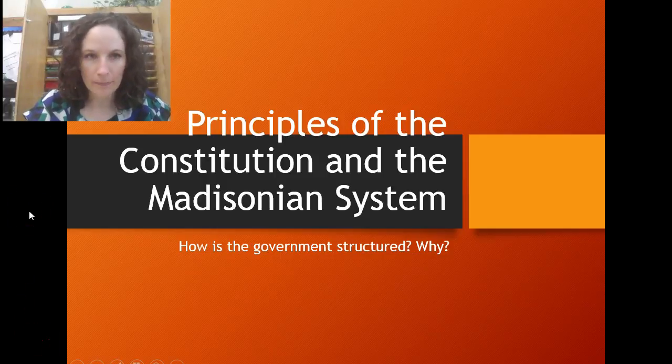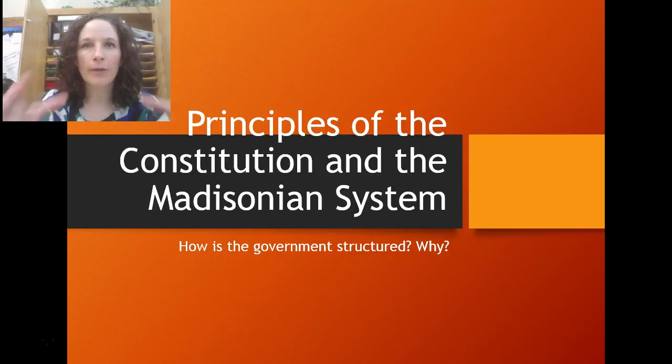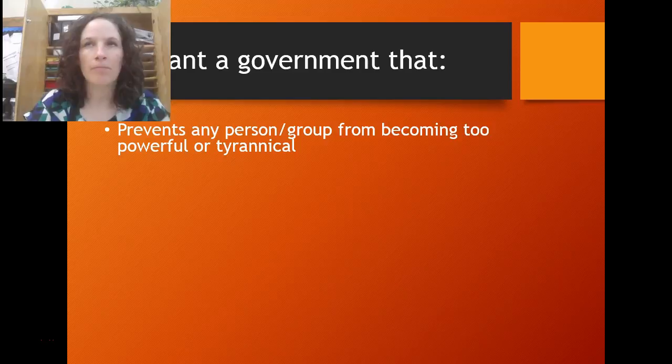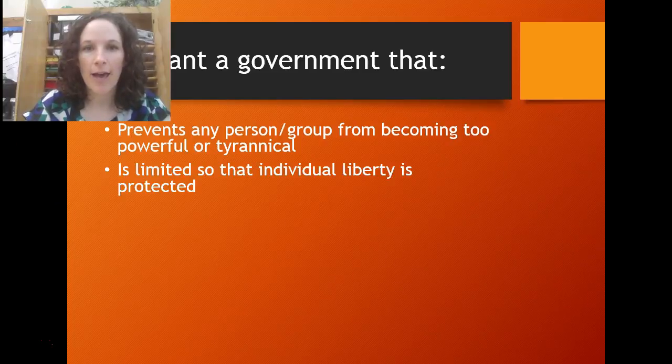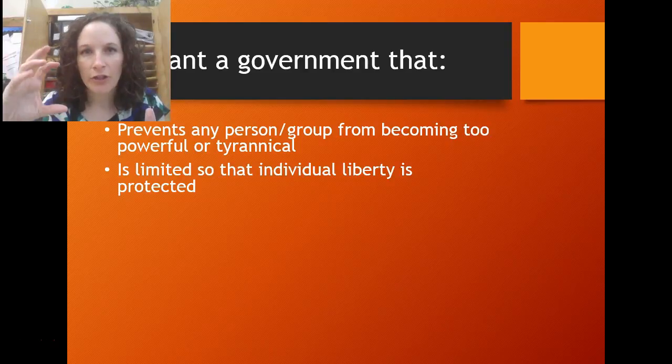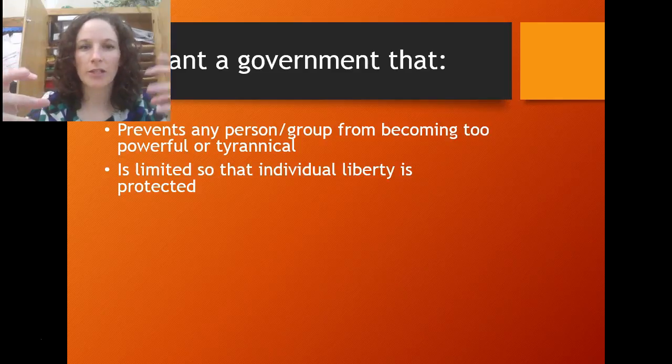Okay, so before thinking about how it's built, let's think about the goals. What do we want from government? So we want a government that can prevent anybody, any party, any group from becoming too powerful, or any branch from becoming too powerful. So we want to prevent tyranny, and we want to limit tyranny so as to protect freedom. When we think about freedom versus order, we want both, but they are mutually exclusive. So the more order that your government imposes means it has more laws and you are less free.